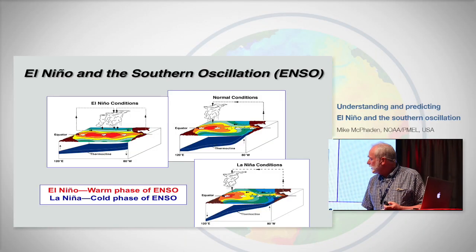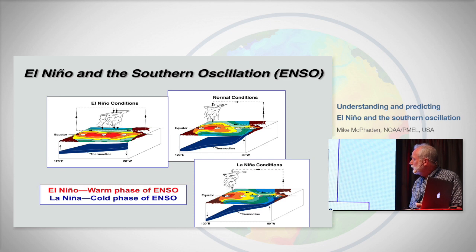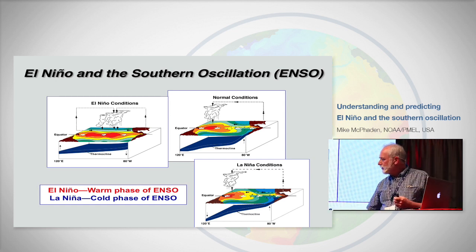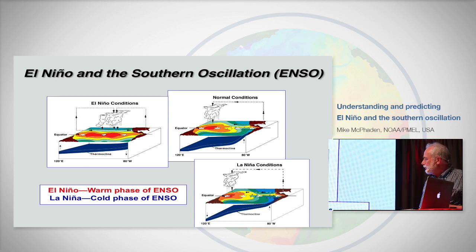So first, El Nino and the Southern Oscillation, or ENSO. This is a year-to-year fluctuation of the climate system that originates in the tropical Pacific. It is generated through interactions between the ocean and the atmosphere mediated by wind and sea surface temperature feedbacks. The warm phase of ENSO we refer to as El Nino, and the cold phase, La Nina.